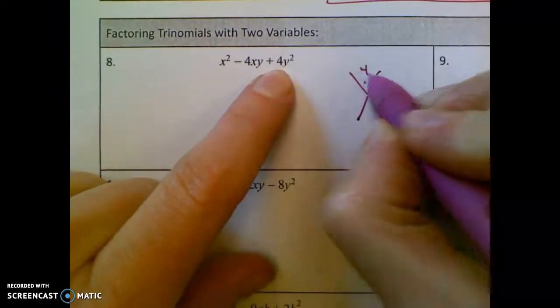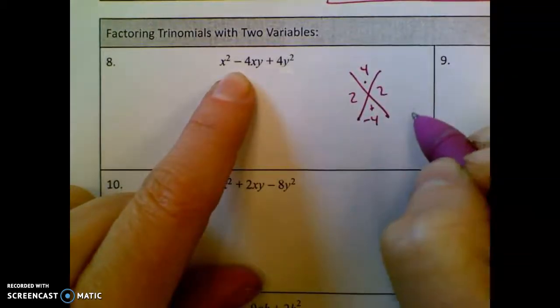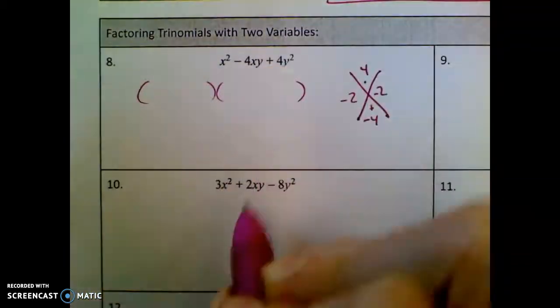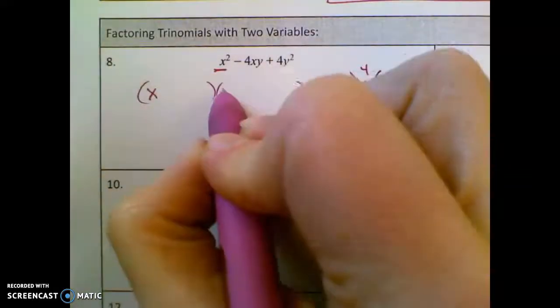What multiplies to be 4 and adds to be a negative 4? Well, that's going to be a 2 and a 2, a negative 2 and a negative 2. When you're writing it out, though, just be careful. How do I get my first term? Well, that's x times x.